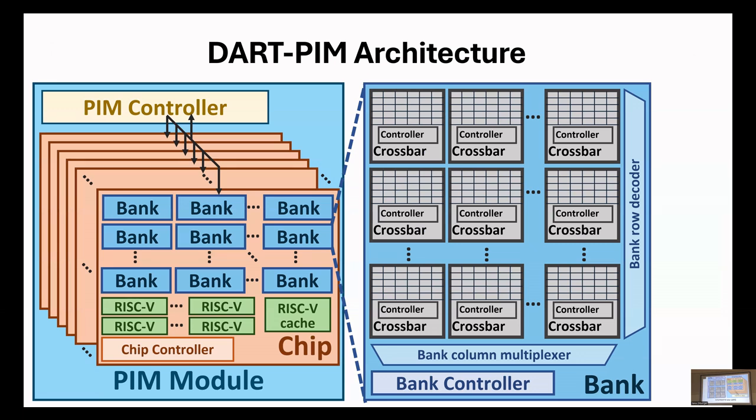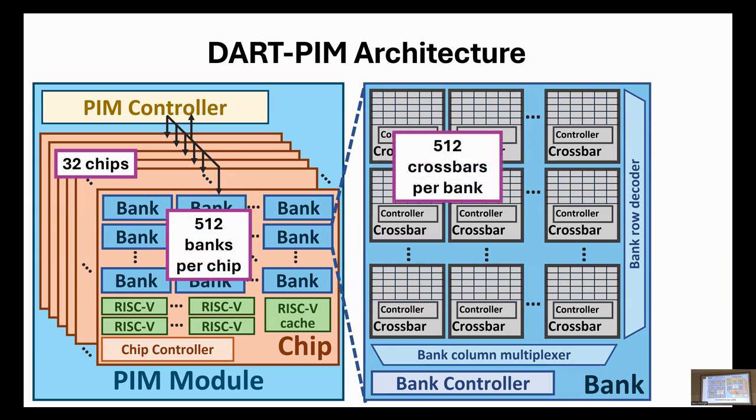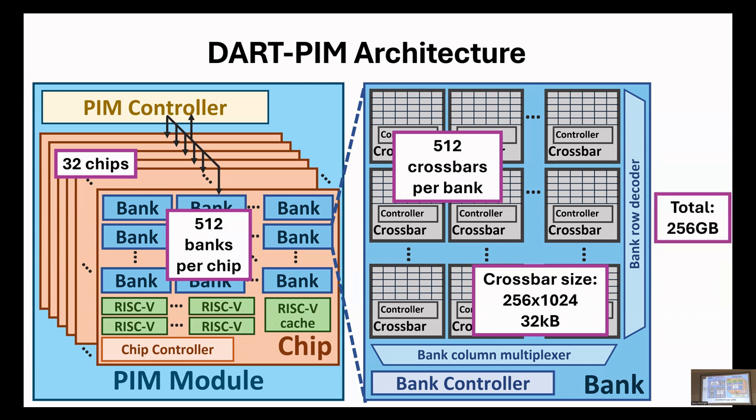Okay, so this is Dartbeam architecture. We have 32 chips, 512 banks per chip, 512 crossbars per bank. Each crossbar has 256 rows and 1024 columns, so it's a total of 32 kilobytes. And the entire system has 256 gigabytes.